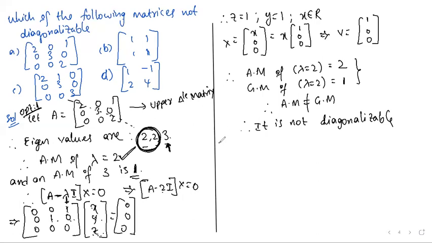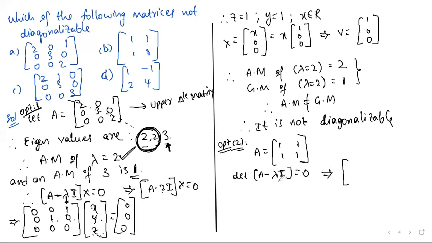Suppose it is diagonalizable, we can take another matrix. Suppose option 2, we can take option 2. Let capital A be the matrix 1 1 1 1. To find the eigenvalues, we write the characteristic equation: determinant of A minus lambda I is equal to 0. That implies, with only the diagonal elements changing, 1 minus lambda 1 1 1 minus lambda is equal to 0.